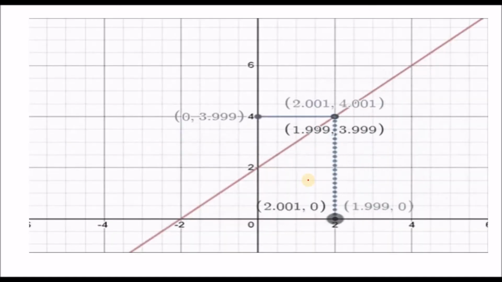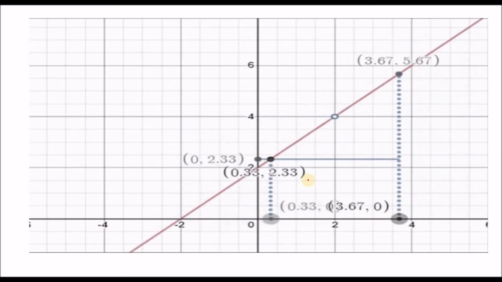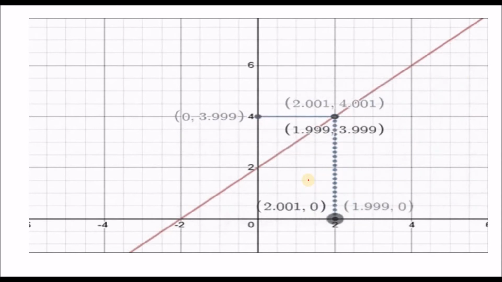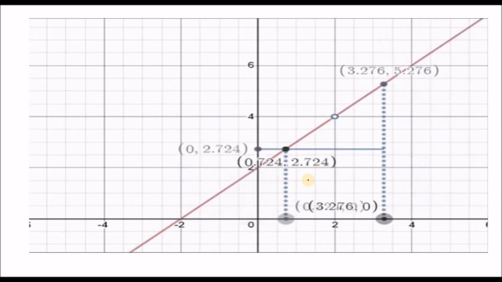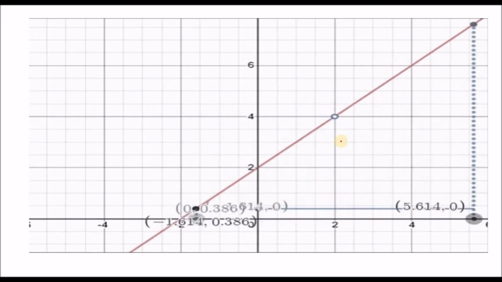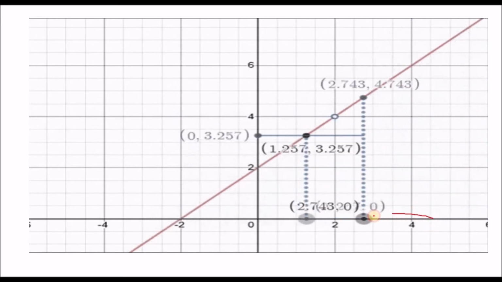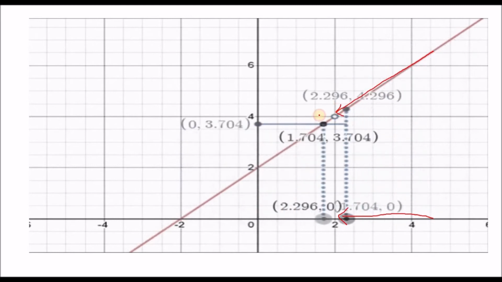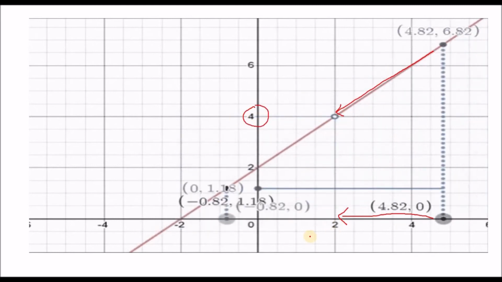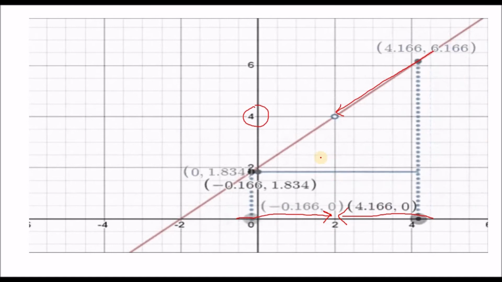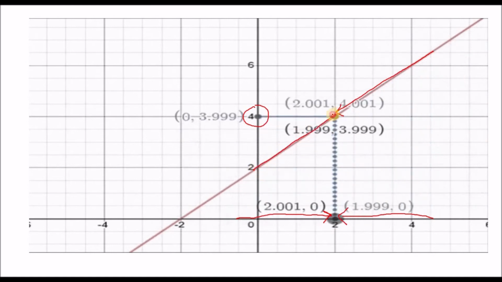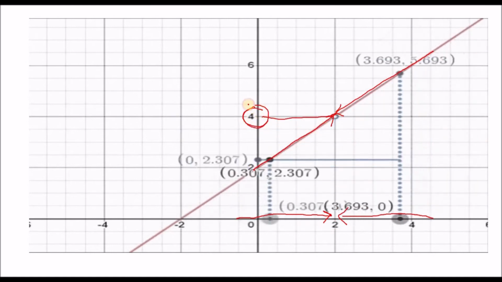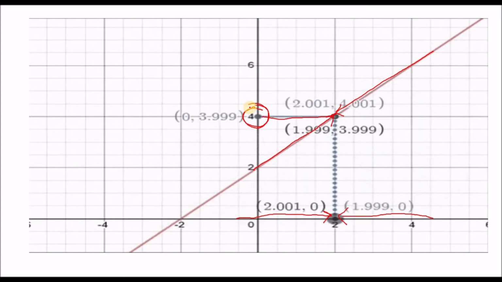If you graph the function, here's how you're going to find the limit of the function from the graph. If you approach x from above, you notice that the function approaches a value which is y equals 4. If x approaches the value 2 from below, we notice that the function approaches a value which is y equals 4, and therefore the limit of the function is equal to 4.